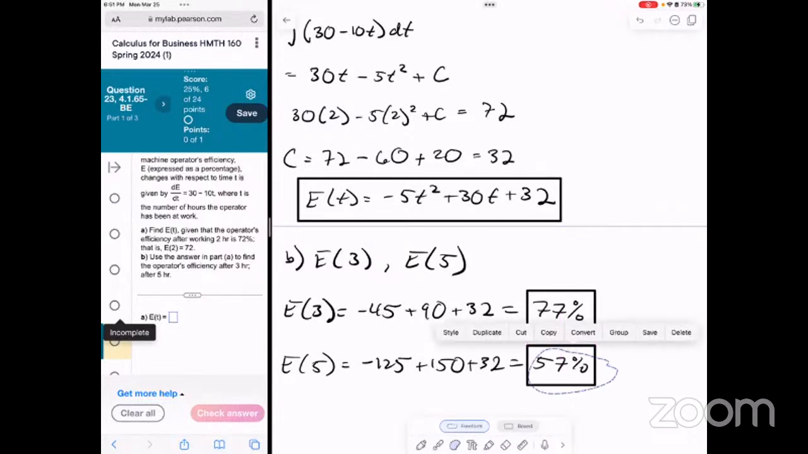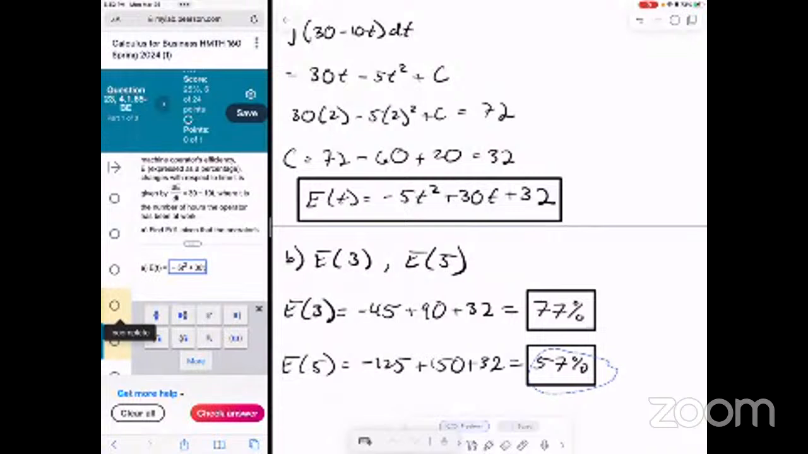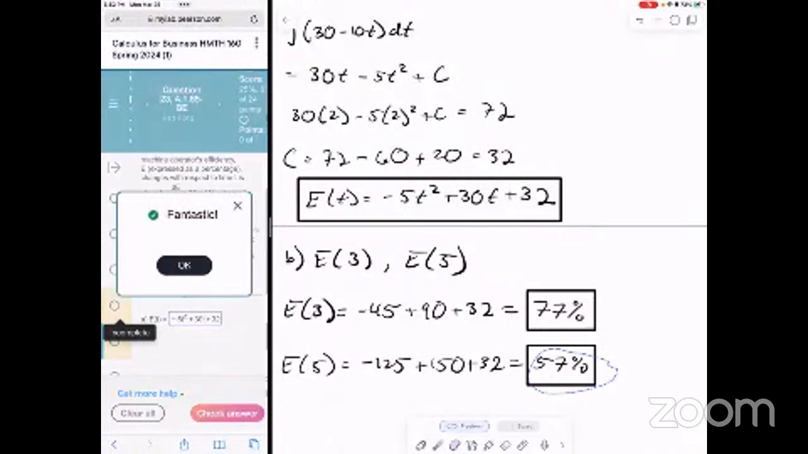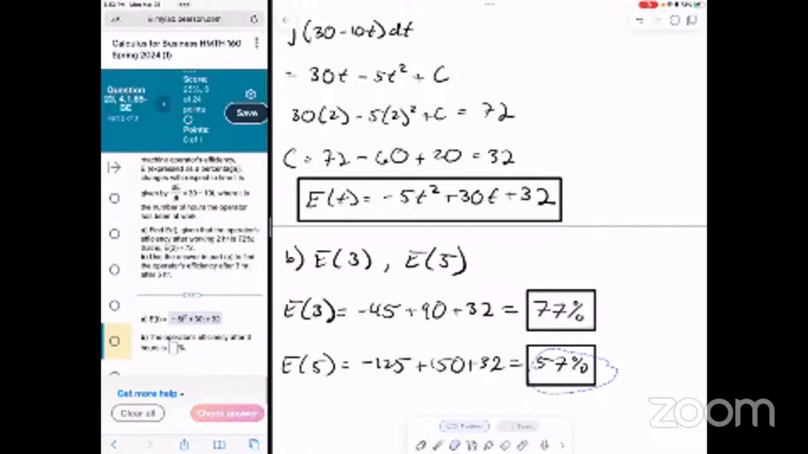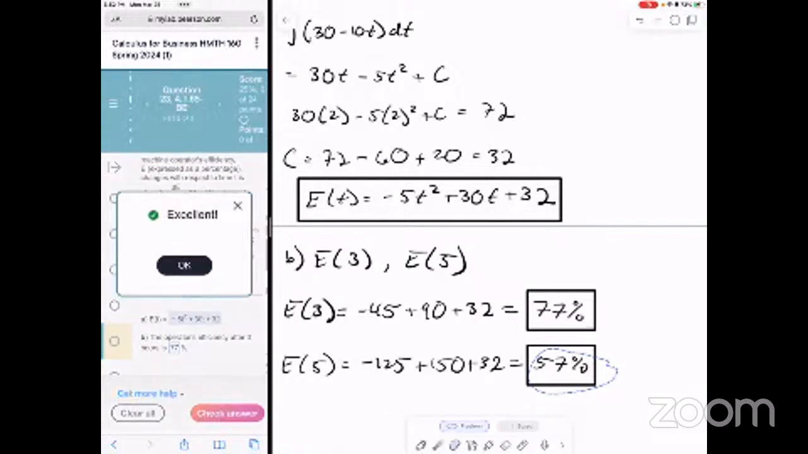Okay. So then E of t, we're getting negative 5t squared plus 30t plus 32. After 3 hours, 77. And after 5 hours, we got 57.